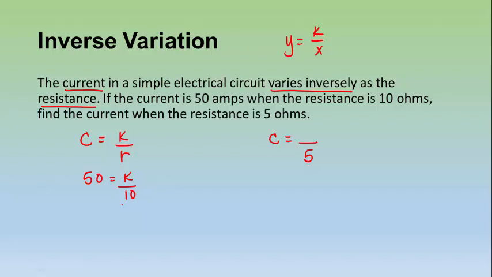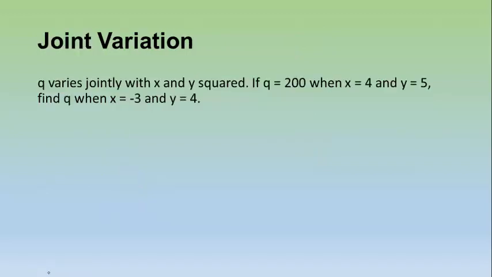We'd multiply in this case by 10, and that gives me k equals 500. So we can put in a 500, and then we find out that the current is 100. The label for the current is amps, so 100 amps. Let's try another one.